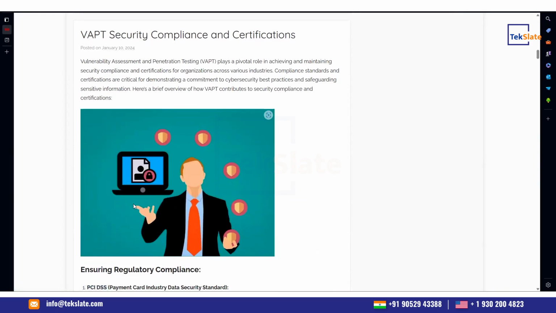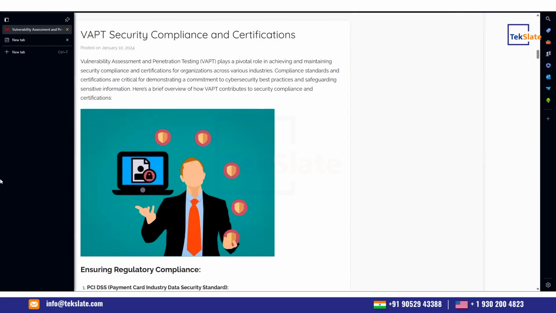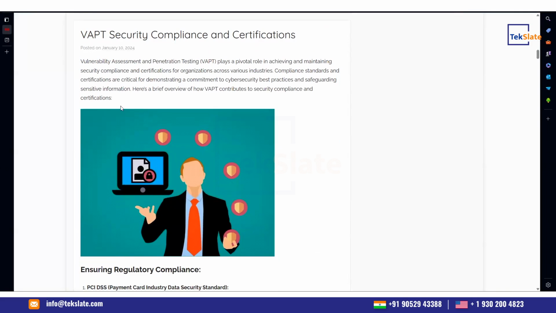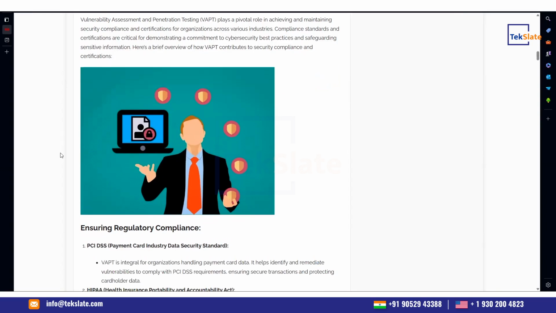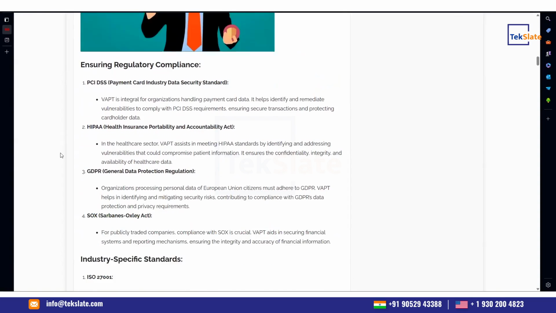Coming up to the VAPT security, VAPT, which I just told you is the vulnerability assessment and penetration testing part. VAPT plays a pivotal role in achieving and maintaining security compliance and certifications for organizations across various industries. Compliance standards and certifications are critical for demonstrating a commitment to cybersecurity best practices and safeguarding sensitive information. So, coming to the VAPT part, we just give an overview of VAPT and regulatory compliances.